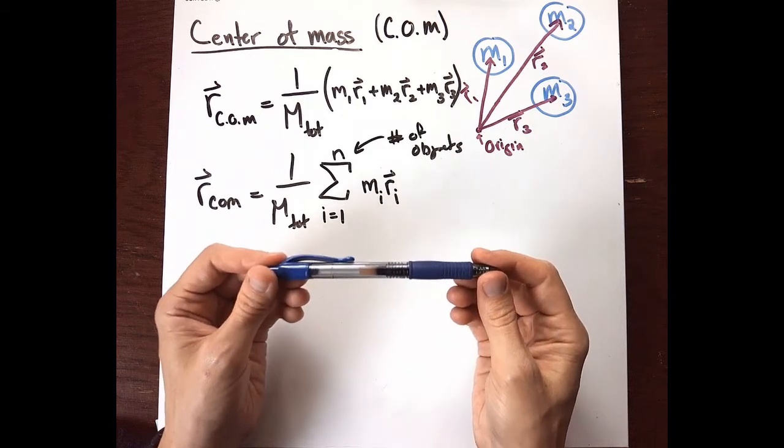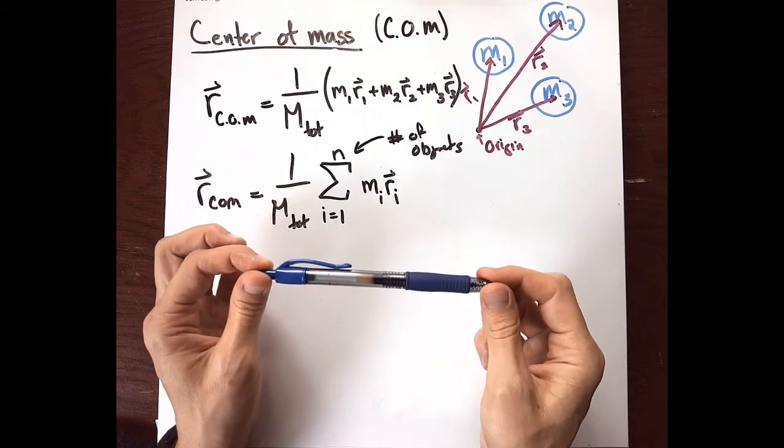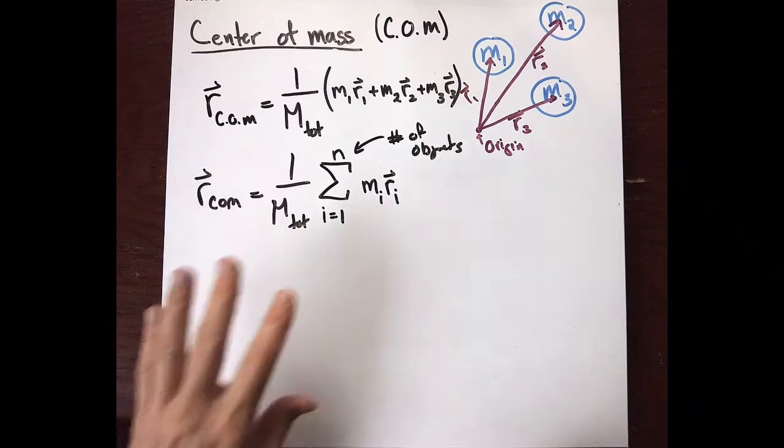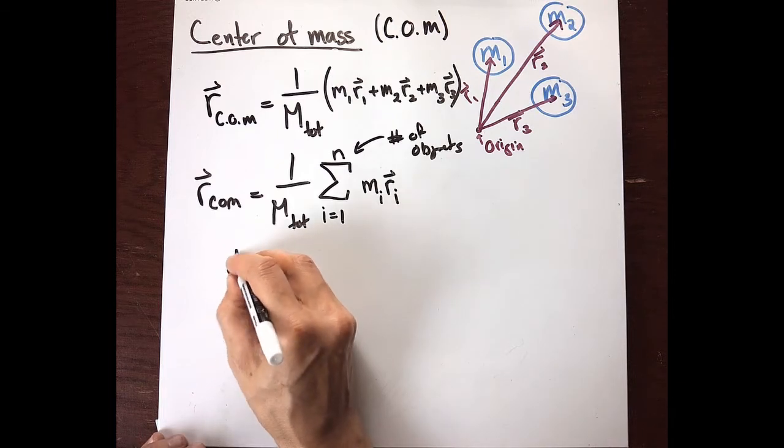But we don't think of individual atoms and molecules when we're doing any physics trying to figure out what this pen's going to do. We just think of it as a single object. But we've also been using this center of mass in another way. So what would happen if we took the time derivative of this equation?